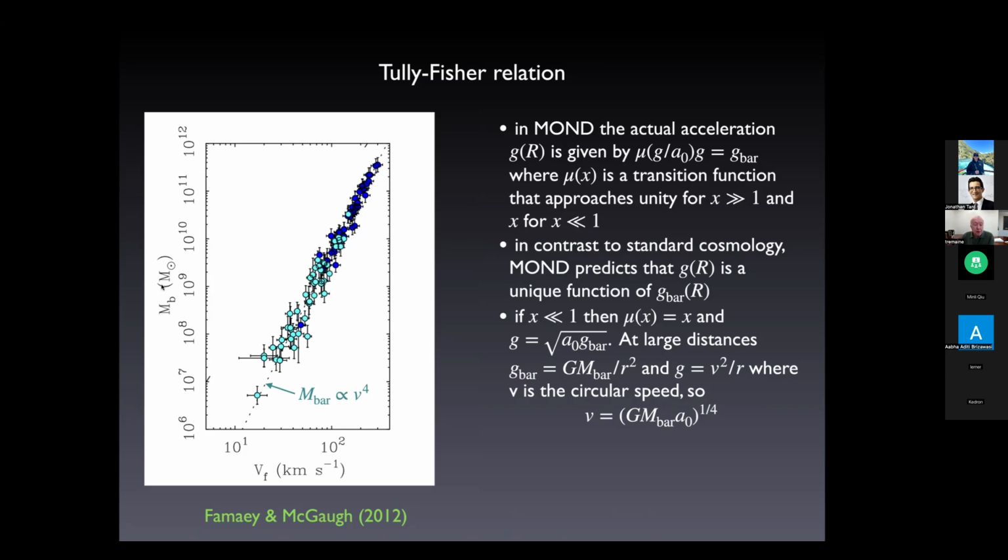This is a plot of the baryonic mass for a large sample of galaxies as a function of the asymptotic speed. The dashed line is M goes like v to the fourth. You can see that the prediction is satisfied extremely well over about 4 orders of magnitude.